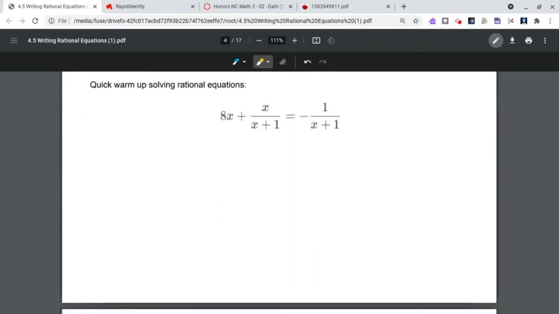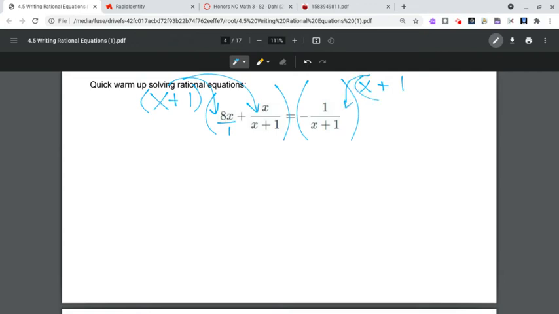Next problem. Same type of problem. You look and you find what is your least common denominator. Your only denominator is x plus 1, and then the 8x is essentially over just a 1. So your LCD is going to be x plus 1. Multiply by x plus 1 on both sides of the rational equation. That gets distributed into the binomial here and here, and it gets distributed here.